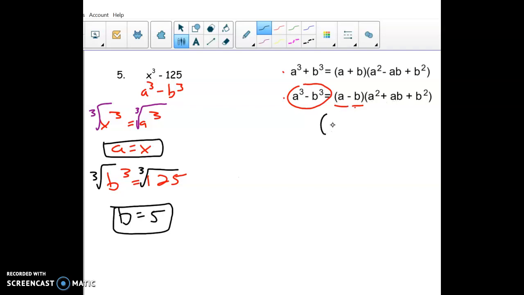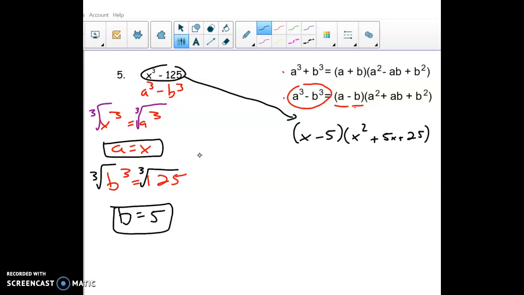Okay, so the pattern says we do this thing factors. I guess I could write equals, but it factors to a minus b, x minus 5, x squared, a squared I guess is x squared, and then a times b is 5x, and then b squared is 25. Sorry, I ran out of room. So it looks really small, but it actually factored apart into a binomial and a trinomial. Okay, and again, if we were solving, one of our answers would be 5.